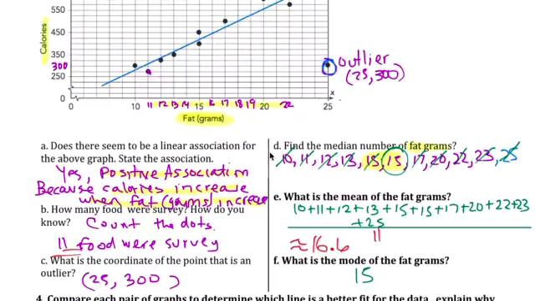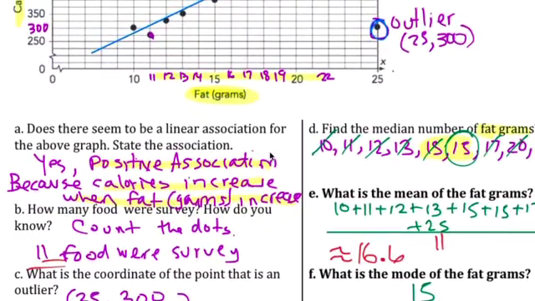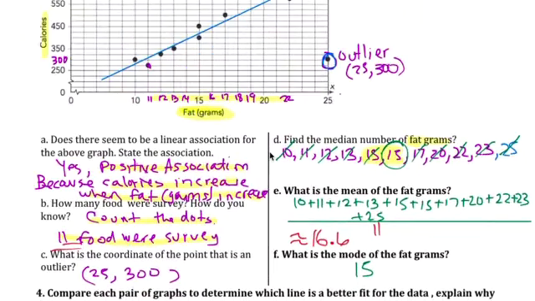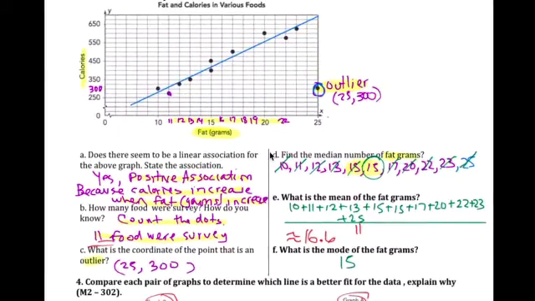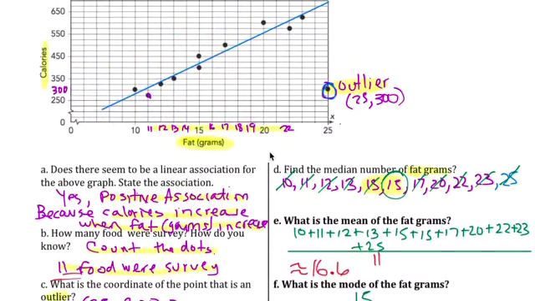Okay. How many foods were surveyed? How do you know? You count the dots, and there's 11 dots, so 11 foods were surveyed. Outliers right here, they're exceptions to the rule. Okay, find the median. Median, you need to list lowest to highest. The fat grams, lowest number to highest number.